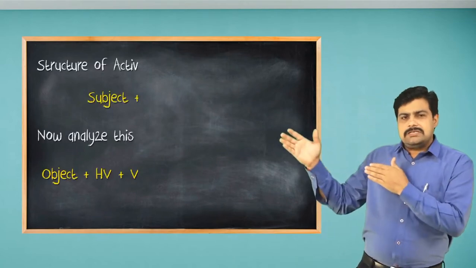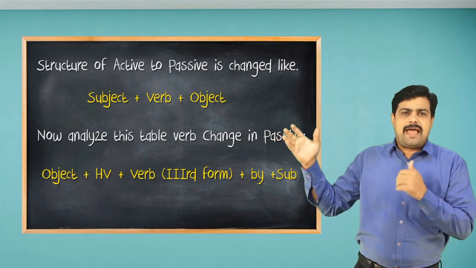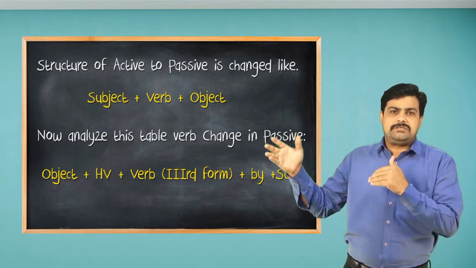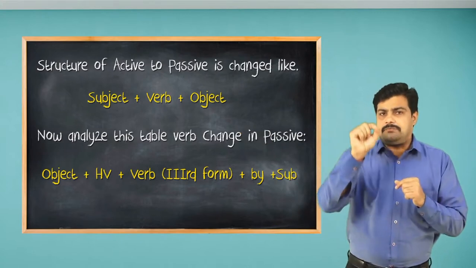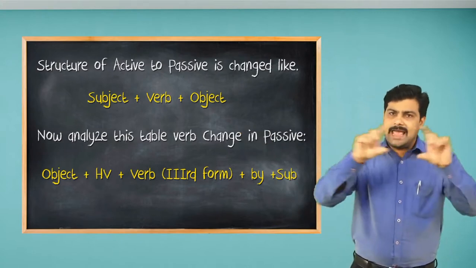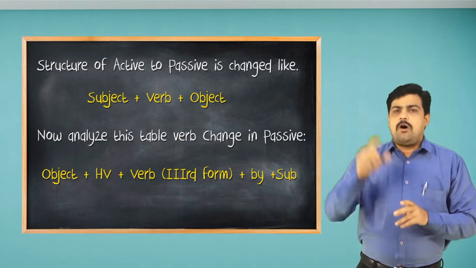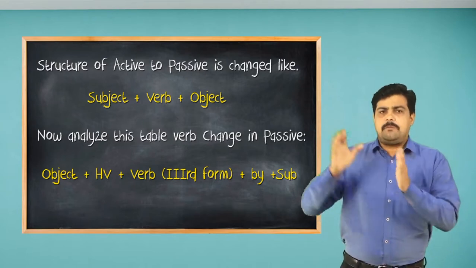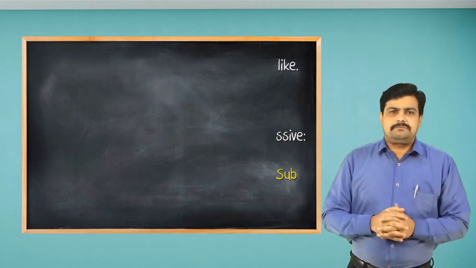Now you see on the screen, this is the structure. The structure of active to passive voice is changed like this. Subject plus verb plus object, it is the active structure, and the passive structure of the same is object plus helping verb plus third form of the verb plus by plus subject.